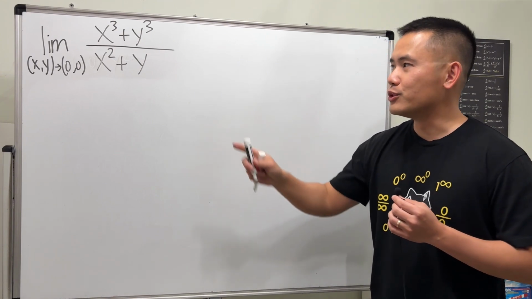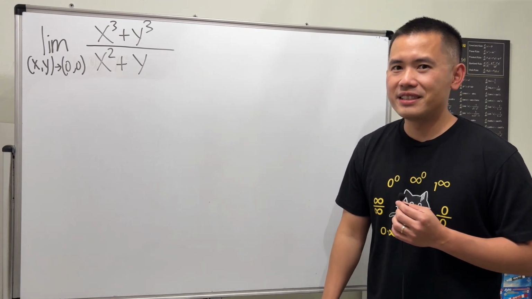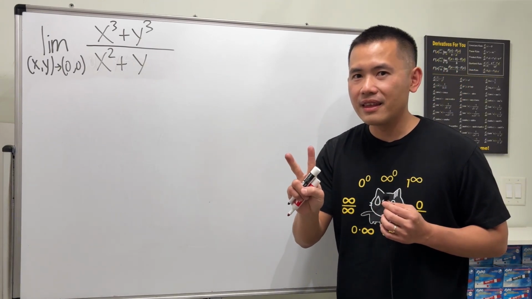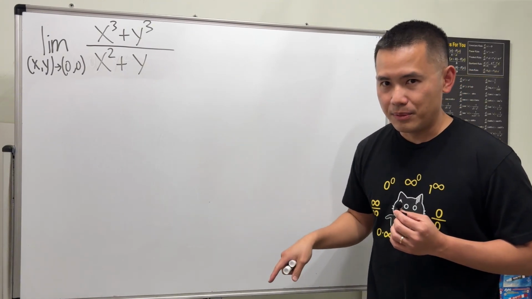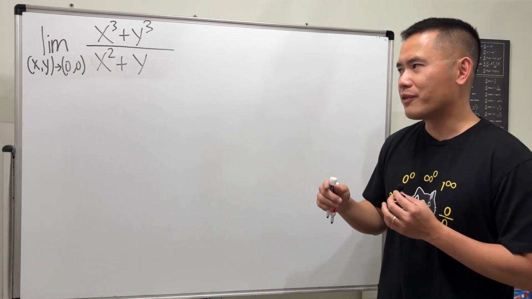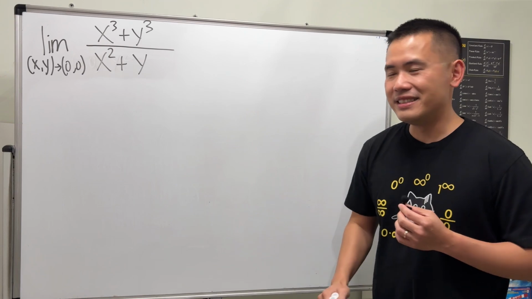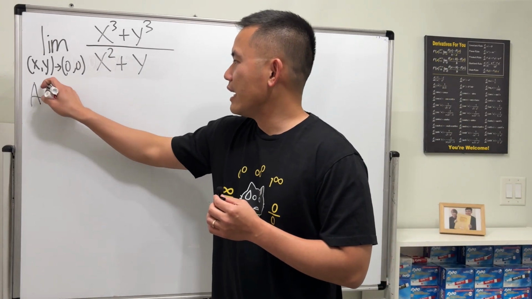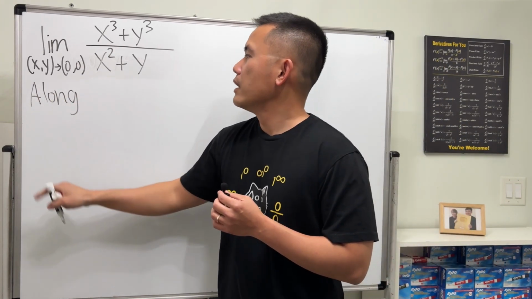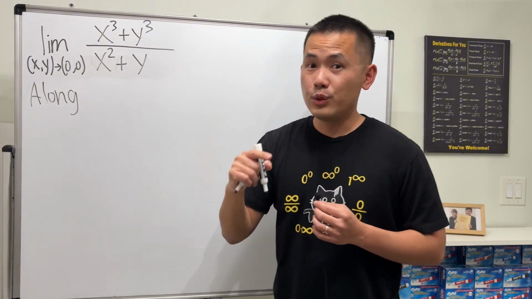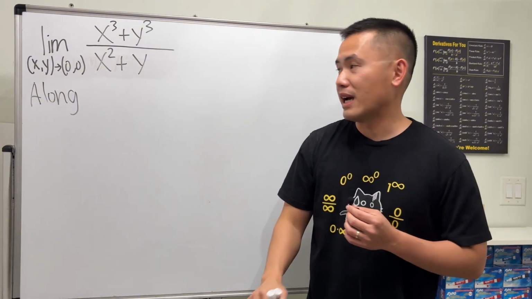Why don't we try to show this limit doesn't exist? Because to show a limit doesn't exist, you just have to come up with two paths and they give you different limits. And the hardest part for that is you have to come up with the path. Let's start with an easy one first. Because we have x, y approaching the origin, I'm just going to say x is equal to 0, so we are talking about the y-axis.